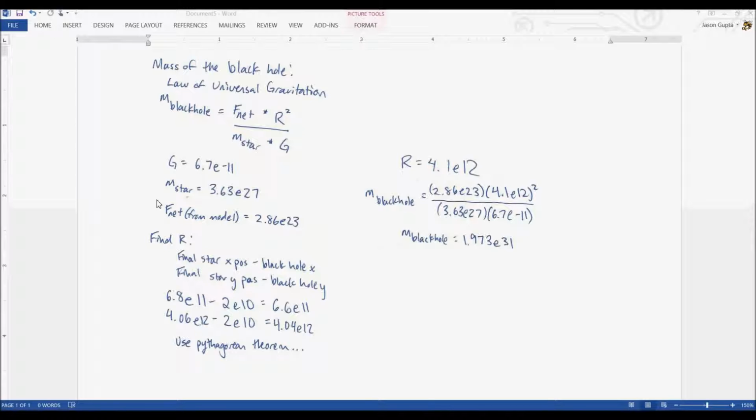Now, to find r, we take our final x and y position points and subtract them from the black hole's position. We can then use the Pythagorean theorem to find the distance r. By plugging in values, we find that the mass of the black hole is 1.973 e31.